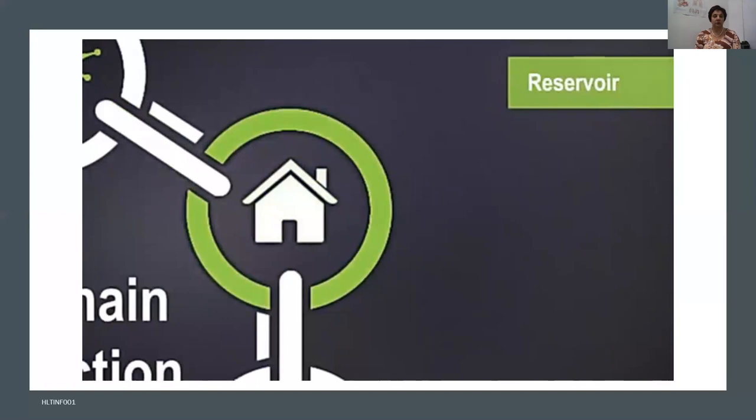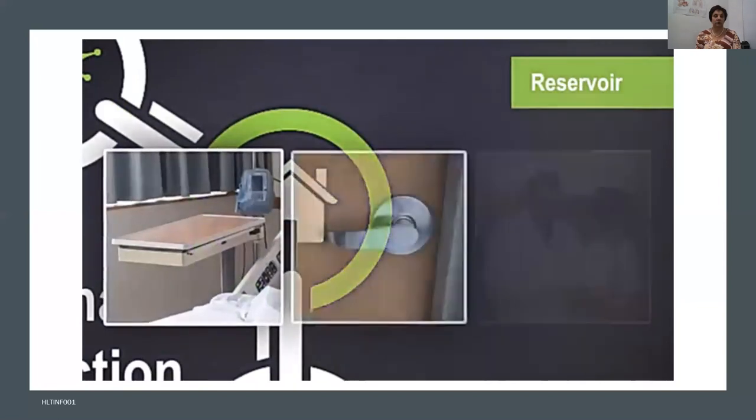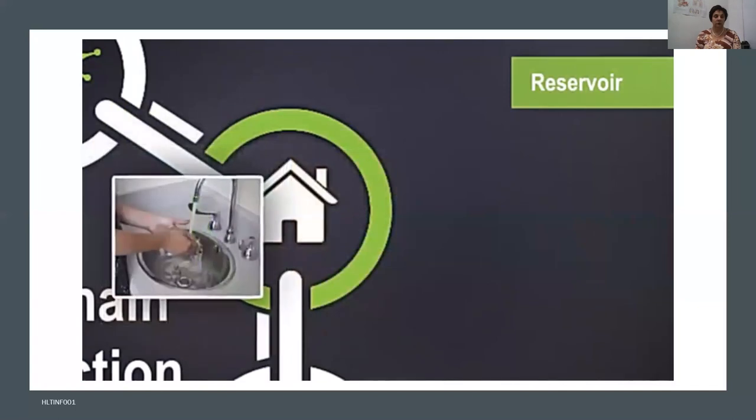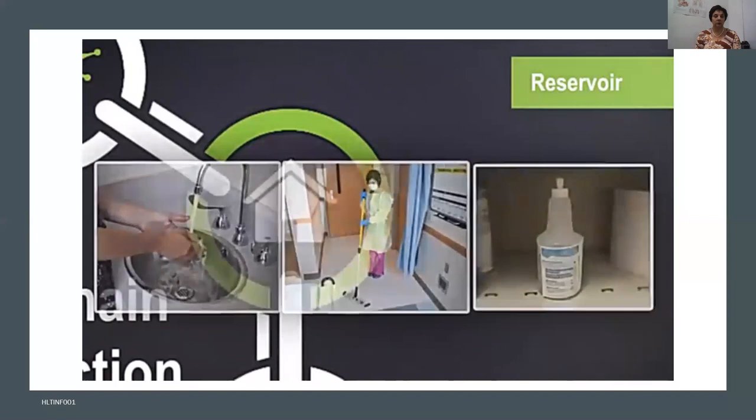The second link is a reservoir. A reservoir is where pathogens can thrive and reproduce, like tabletops, doorknobs, and people. Break this link by washing your hands, keeping a clean environment, and disinfecting surfaces.